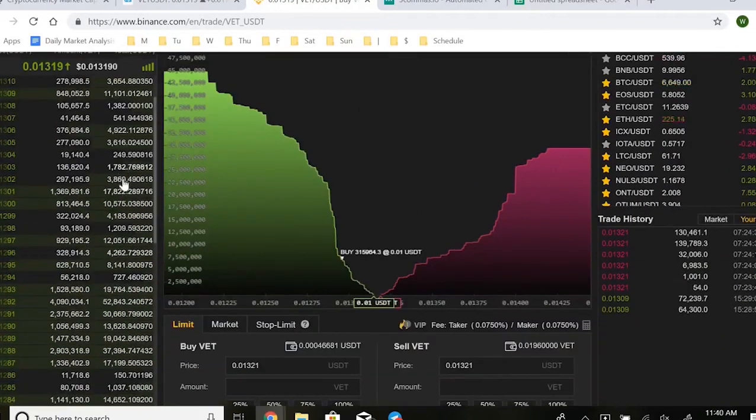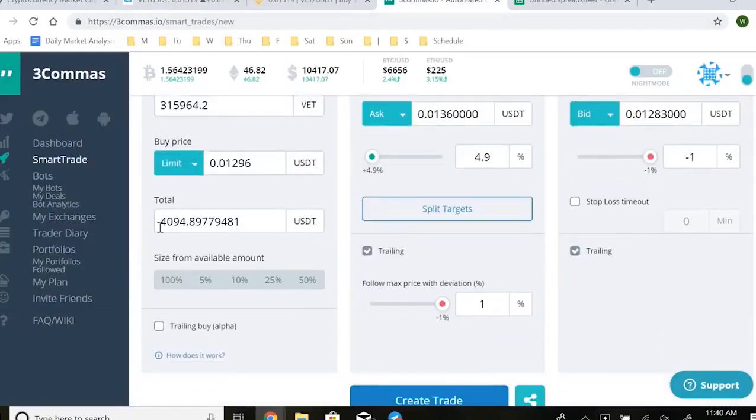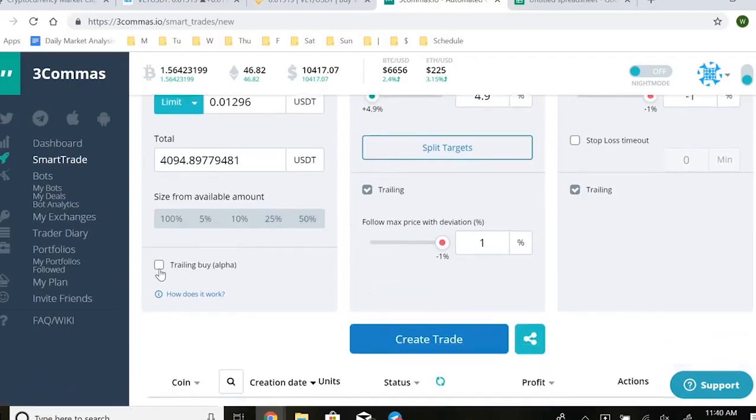I actually might end up pushing that up a little bit. There's a lot of buyers here, but we'll have to see as time goes on. So I set mine at 1296, as you can see right here, and the total amount was $4,094, right? And it actually allows you to say size from available amount. You can do 5%, 10%, 25, 50, 100, anything like that. Now it says trailing buy. You can do that. We'll talk about that in further videos, but today we're going to leave that alone.